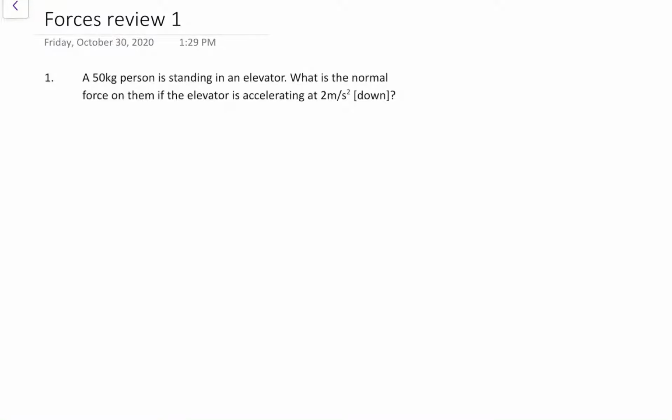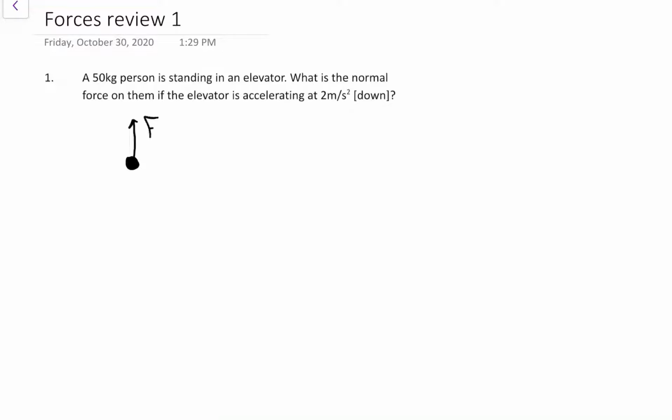A vertical Newton's second law problem. On purpose, I've made this one a little bit weird in that it's an elevator accelerating down. Well, not that it's weird, but I solve it maybe differently than what you did last year. Always going to start one of these Newton's second law questions with a free body diagram.